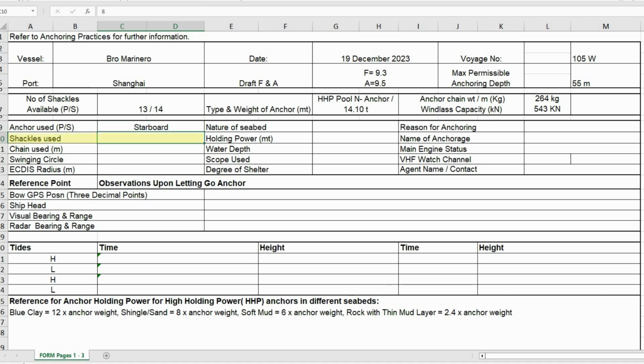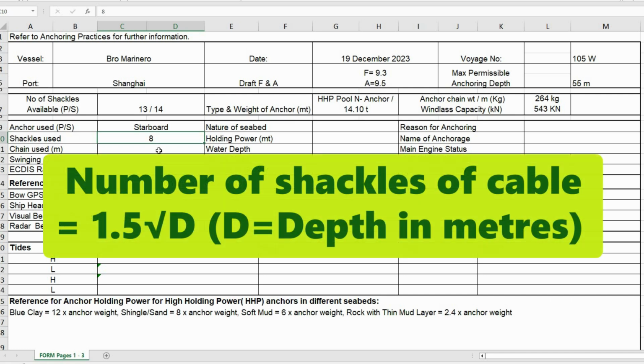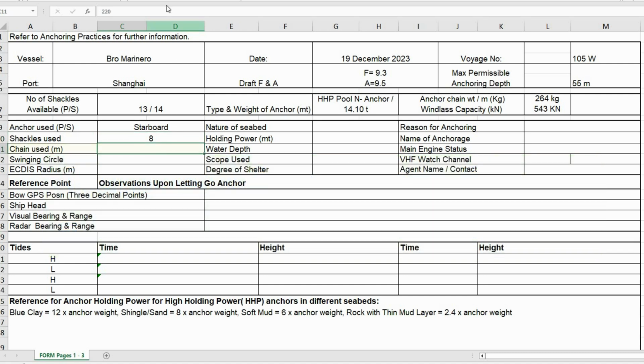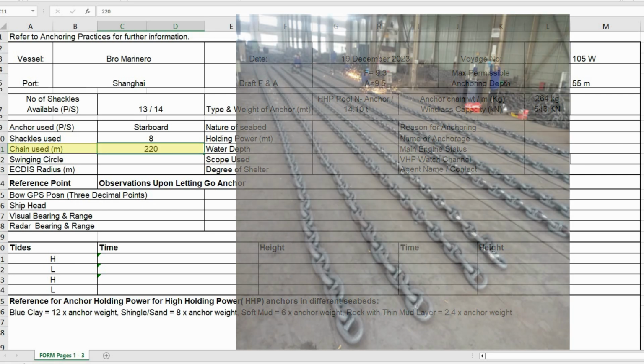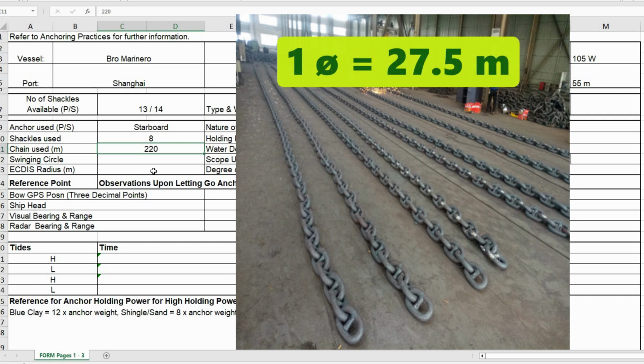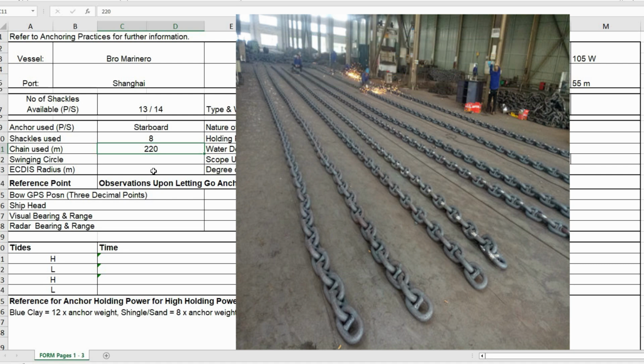Shackles used. The captain decides how many shackles to pay out. It is usually calculated using the formula 1.5 times the square root of the water depth. Chain used. Normally, 1 shackle of cable is equivalent to 27.5 meters. It is therefore necessary to multiply the number of shackles used by 27.5.